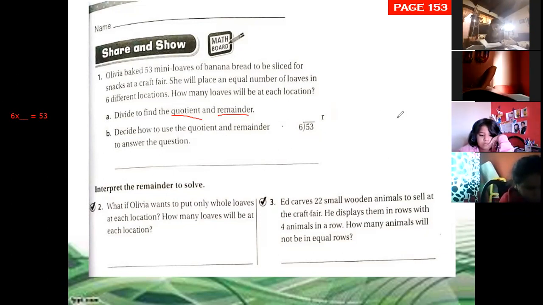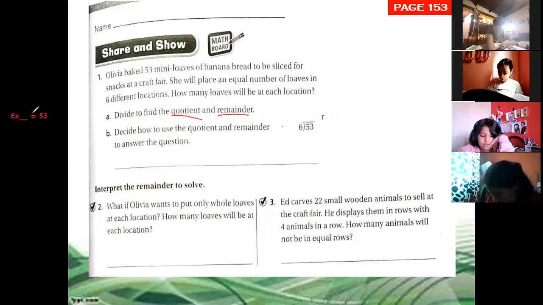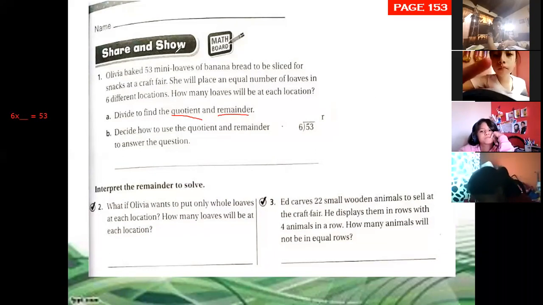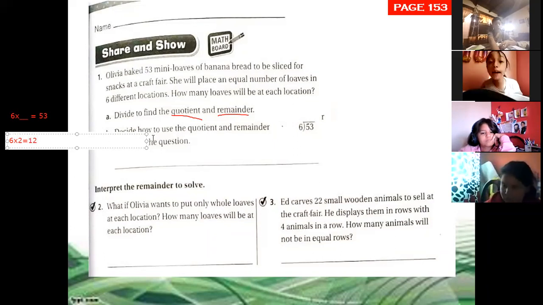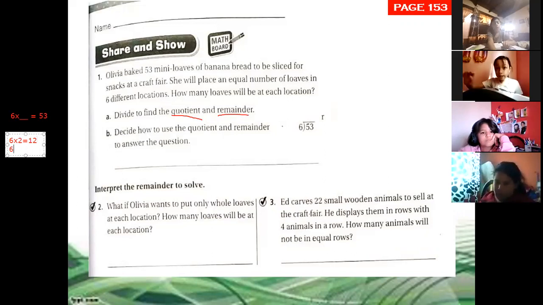Okay, so table of 6, guys. 6 times 1, 6 times 2 equals 12. It's not 53. We are looking for 53. 6 times 9 equals 54, but 54 is greater than 53.